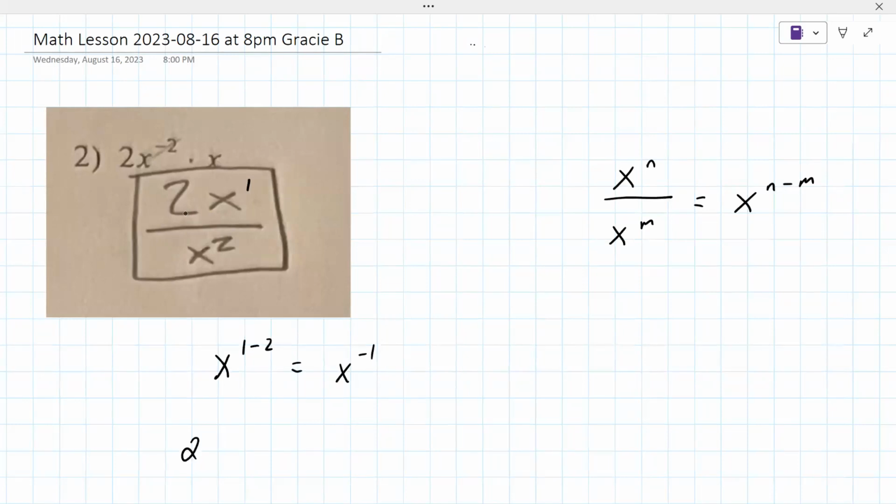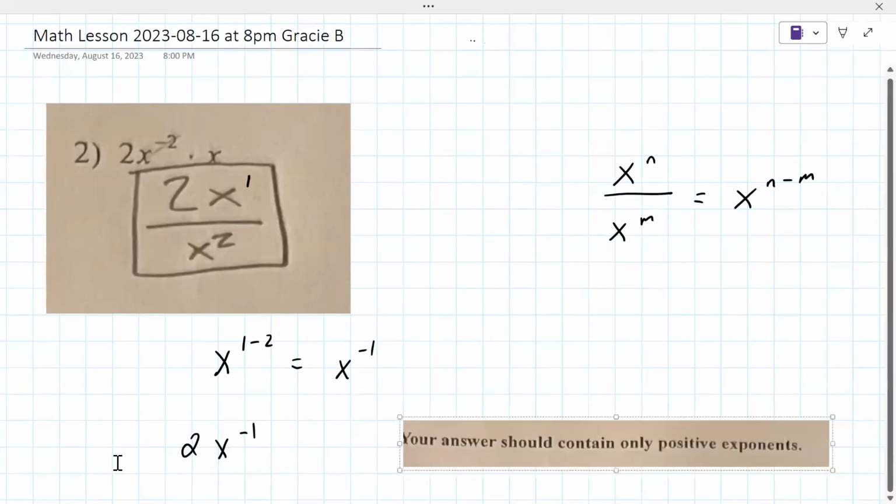So your final answer could be 2x to the -1, but then, and that's kind of the big deal in this part of the course, your answer should only contain positive exponents. This would not be considered correct. So while your answer does address that, like there's only positive exponents, you have to fully reduce, simplify here.